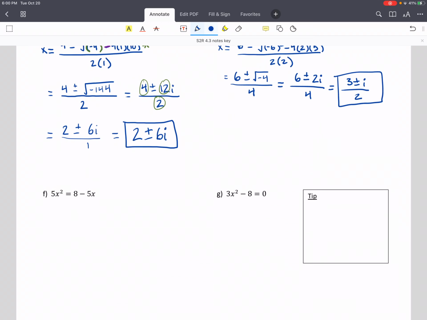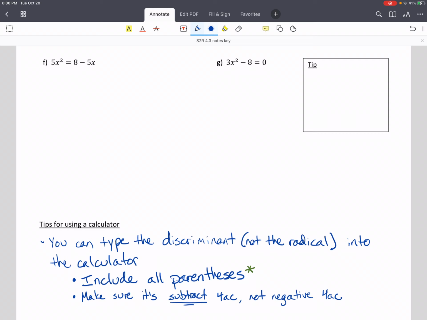So let's get to something like part F, where here it's not set equal to 0. Well, I'm just going to get it equal to 0 by subtracting or adding stuff over. I personally like to deal with my x squared as my positive term, so I like to move everything to where the x squared is. And I'm going to rewrite this in standard form. So 5x squared plus 5x minus 8 equals 0. Now that it's equal to 0, I can pull out a, which is 5, b, which is also 5, and c, which is -8.